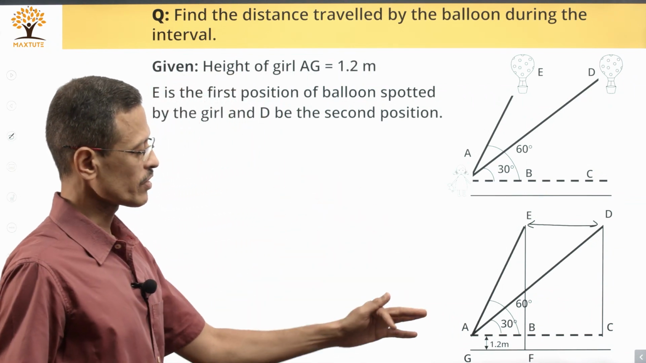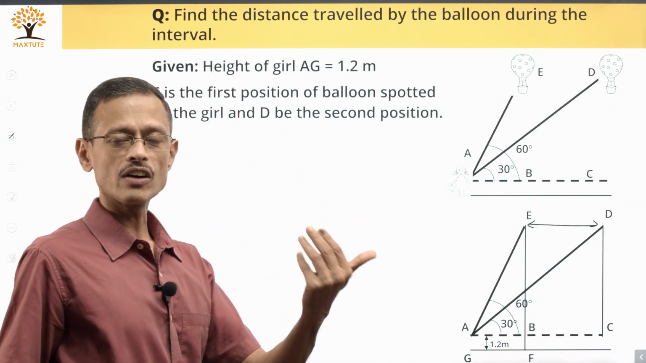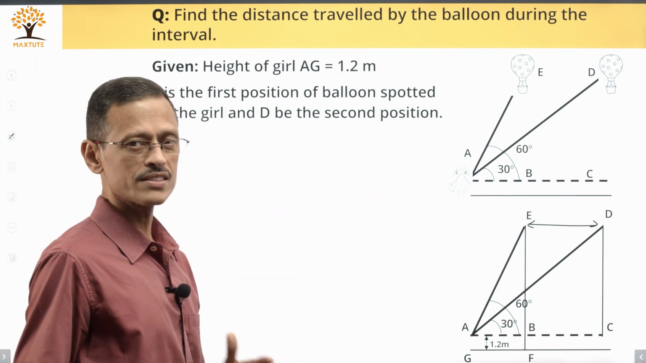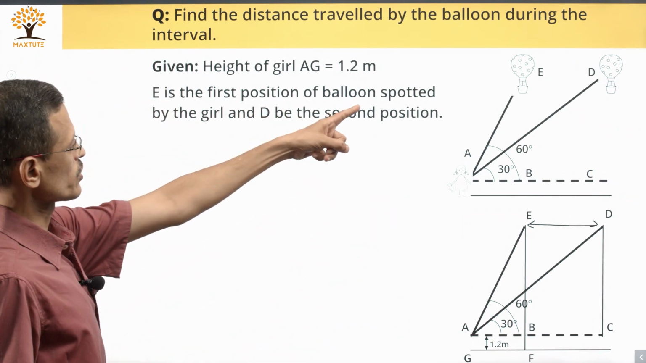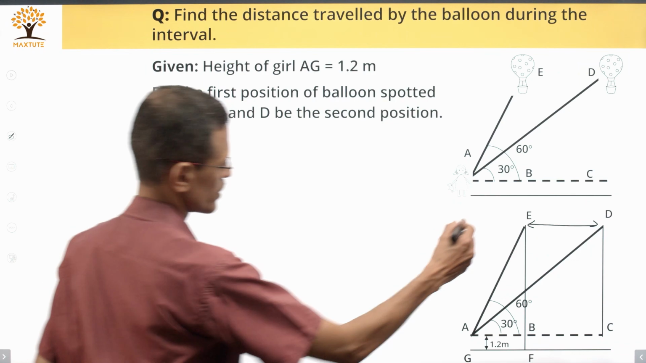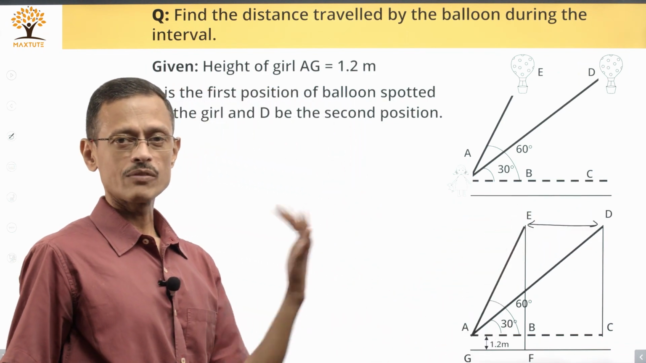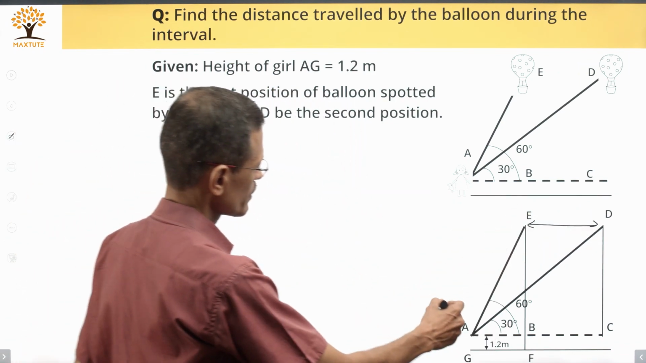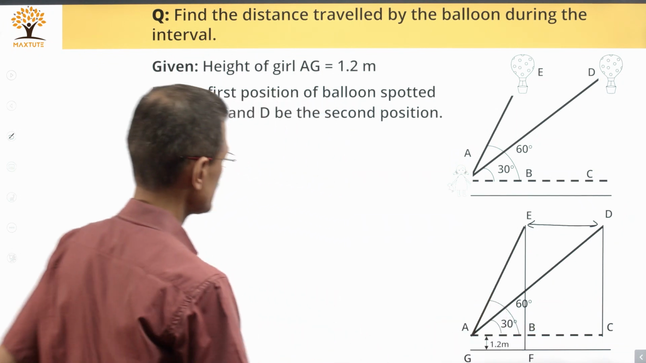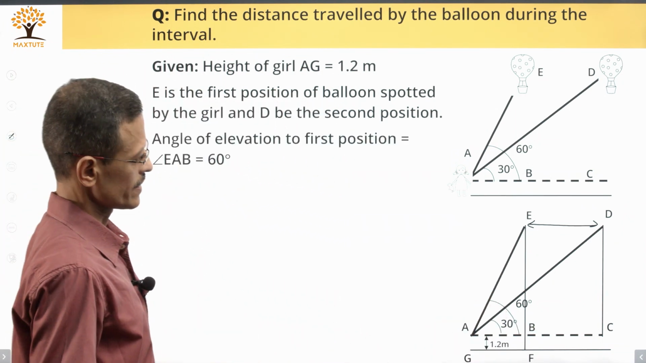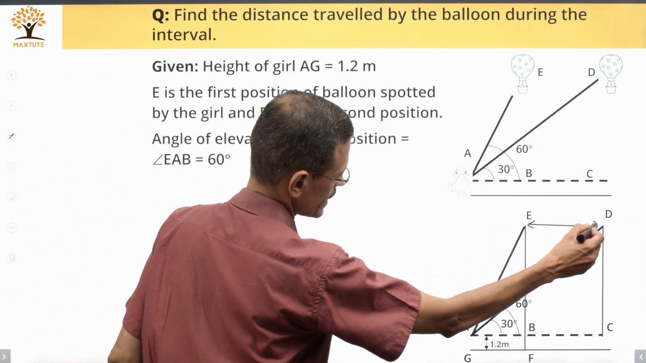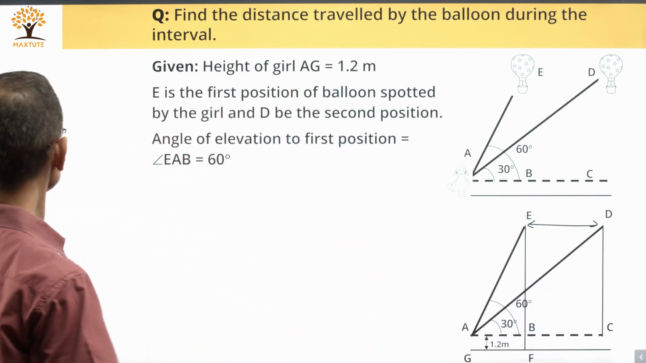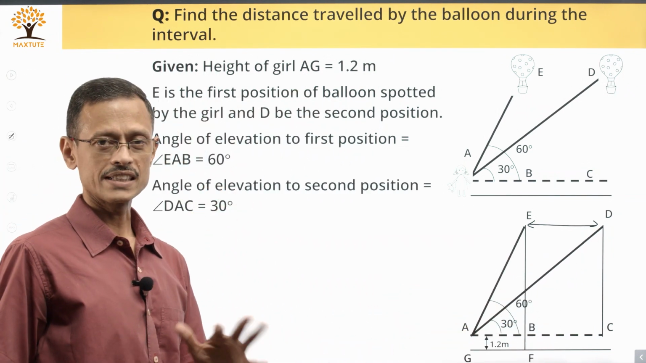Let's check out what all information we have and then see how we are going to go about determining this ED, right? E is the first position of the balloon spotted by the girl and D is the second position where the angle of elevation comes down to 30 degrees. The angle of elevation of the first point is angle EAB and that is equal to 60 degrees. The angle of elevation of the second point is angle DAC, which is equal to 30 degrees. These are all given to us in the question.